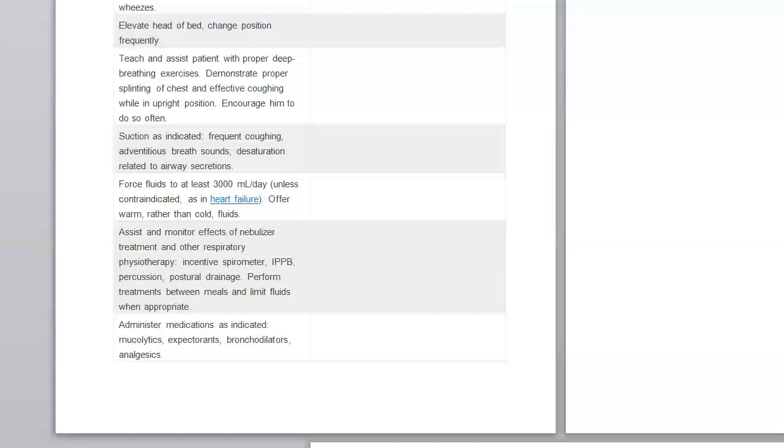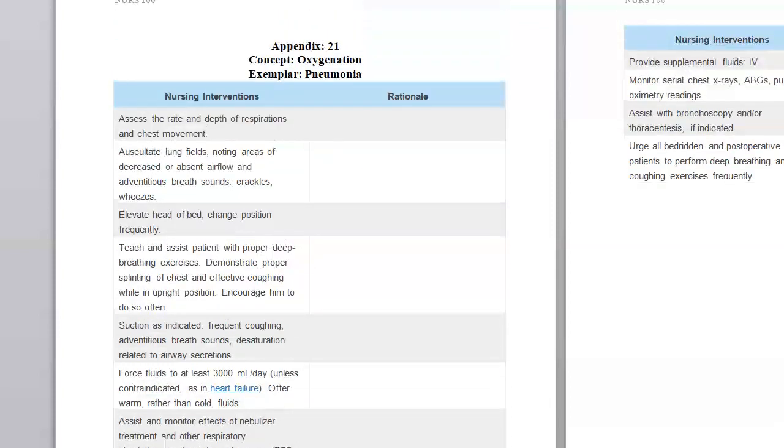Administer medications as indicated: mucolytics, expectorants, bronchodilators, and analgesics. These aid in reduction of bronchospasms and mobilization of secretions. Analgesics are given to improve cough effort by reducing discomfort, but should be used cautiously because they can decrease cough effort and depress respirations. All right, so let's continue with these.